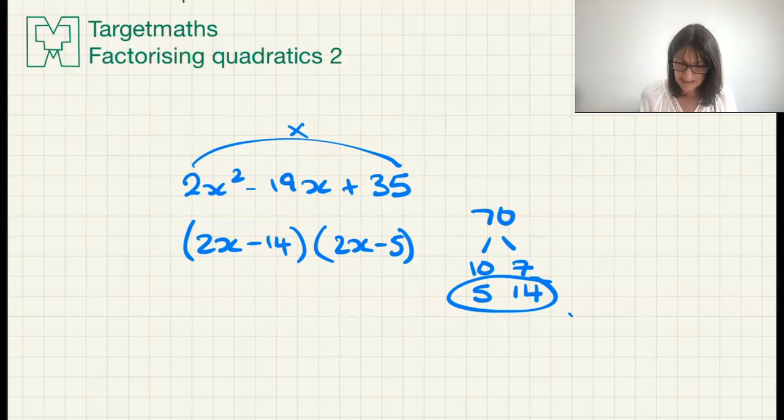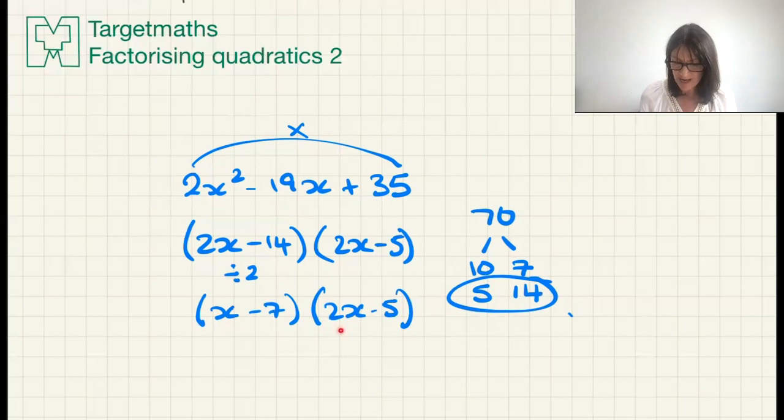Look for my cancelling. This one's going to divide by 2. So I've got x minus 7. This one isn't going to do anything. Do my check. X times 2x is 2x squared. Perfect. -7 times -5 is positive 35. So all good.